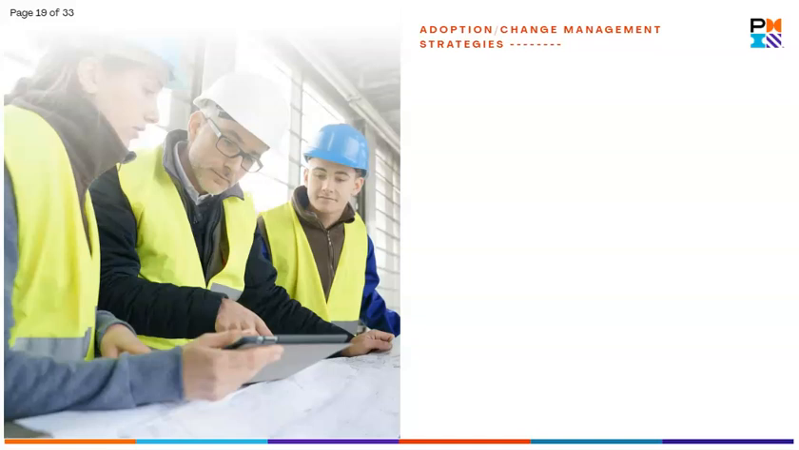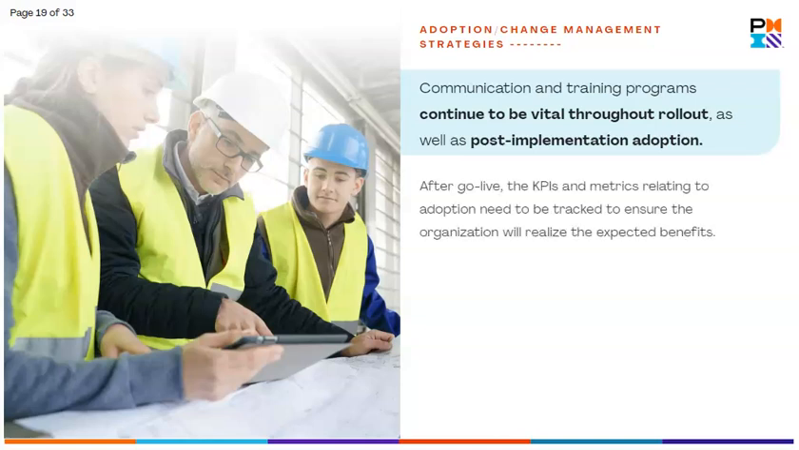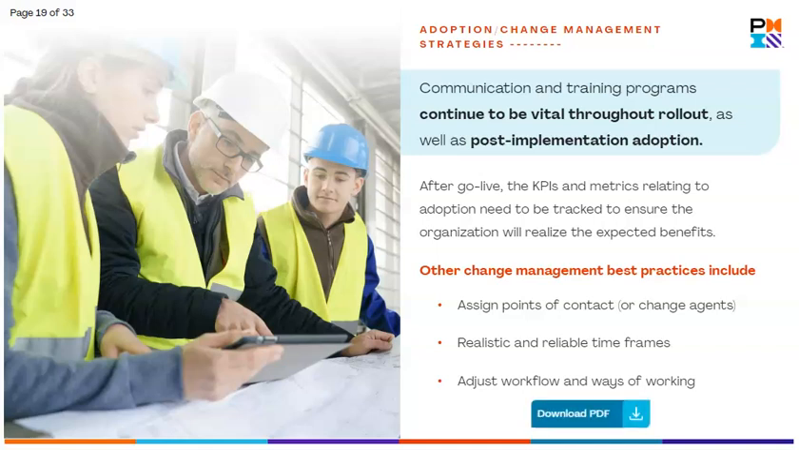We have already discussed some adoption or change management strategies in the implementation section. Communication and training programs continue to be vital throughout rollout, as well as post-implementation adoption. After go live, the KPIs and metrics relating to adoption need to be tracked to ensure the organization will realize the expected benefits. Other change management best practices include assigning points of contact or change agents, realistic and reliable timeframes, and adjusting workflow and ways of working. If you would like to learn more about change management practices, click here to download a PDF.